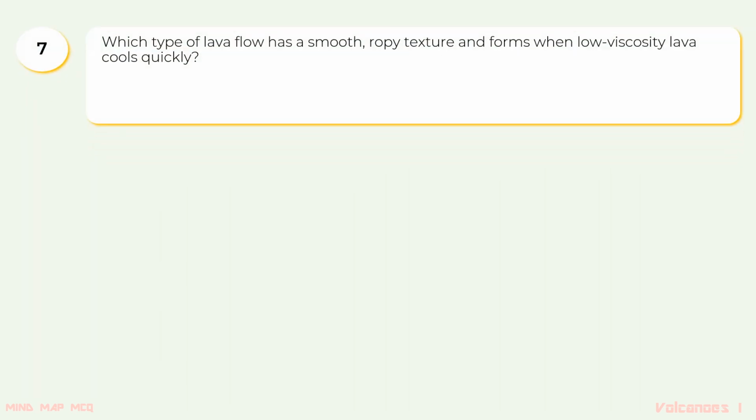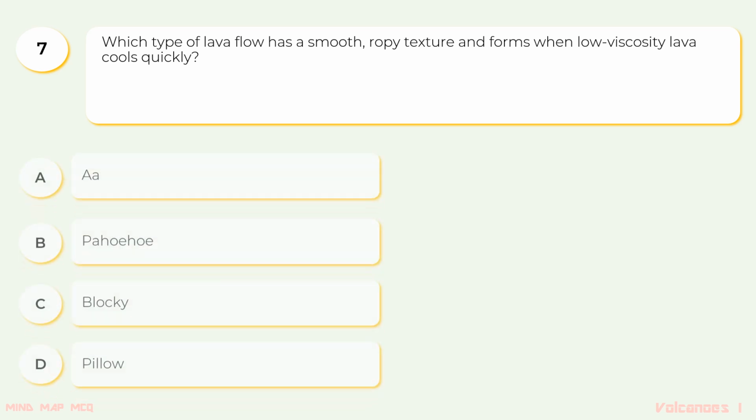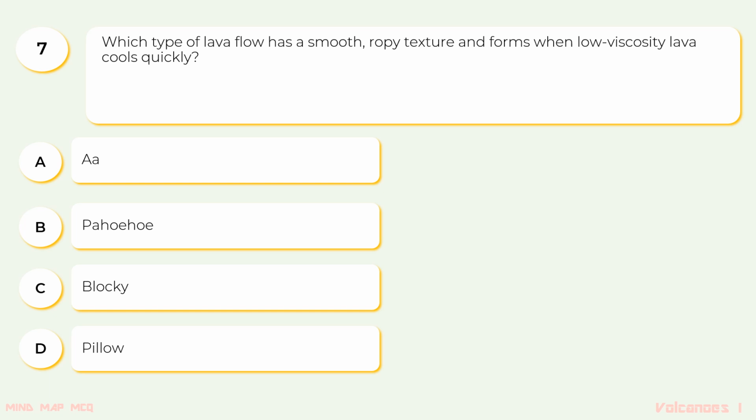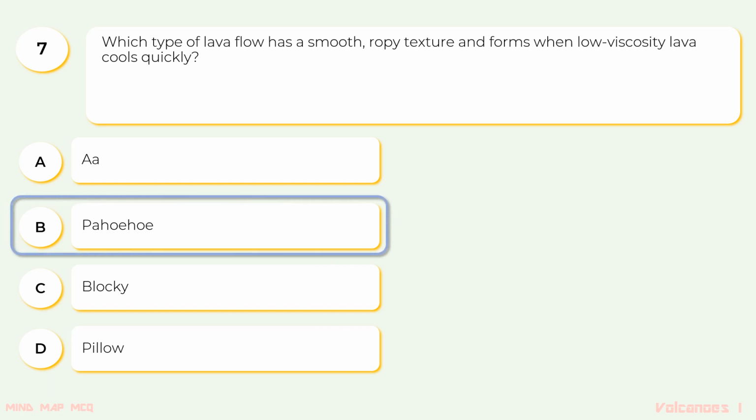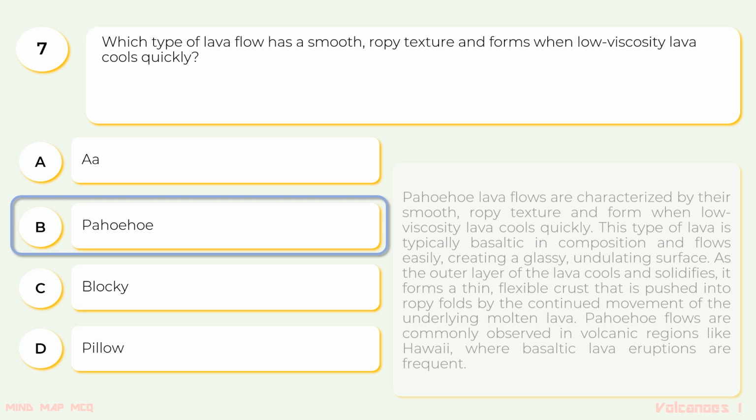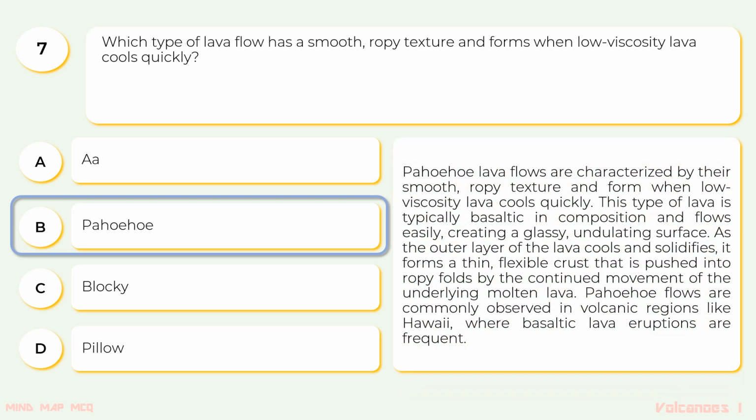7. Which type of lava flow has a smooth, ropey texture and forms when low viscosity lava cools quickly? The options are A. AA, B. Pahoehoe, C. Blocky, or D. Pillow. The correct option is B. Pahoehoe. Pahoehoe lava flows are characterized by their smooth, ropey texture and form when low viscosity lava cools quickly.